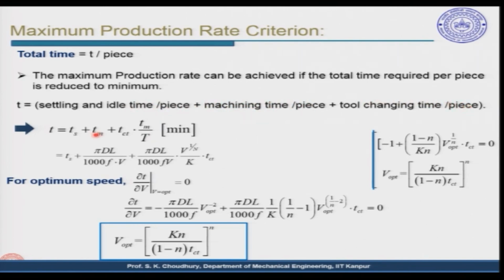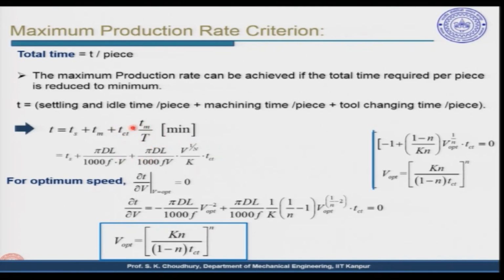Now, Tm we have taken as machining time per piece, but for Tct we said the tool changing time, and the tool changing time per piece will be the tool changing time into the number of times we are changing the tool, which as we have seen will be Tm, the machining time, divided by tool life. So, we have said earlier that Tm can be found out this way: it is equal to pi d l by 1000 V into F, and Tct into Tm by T can be written as this. This also we have seen earlier.